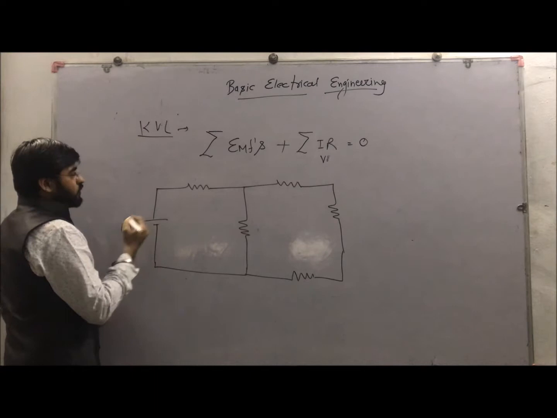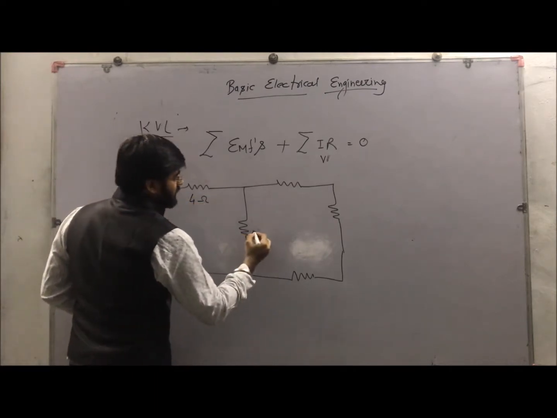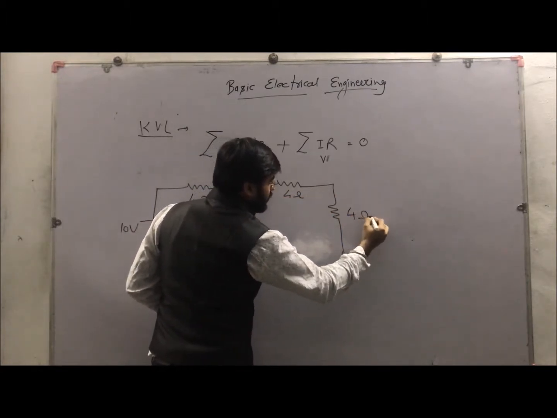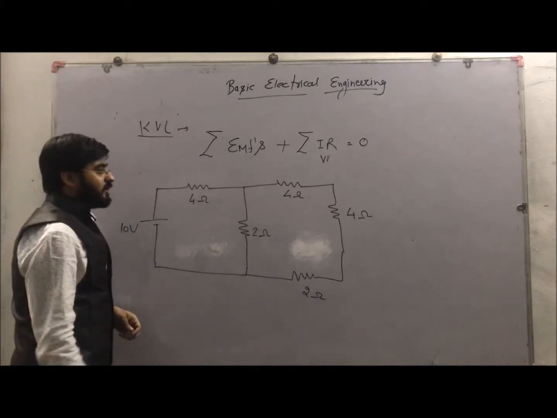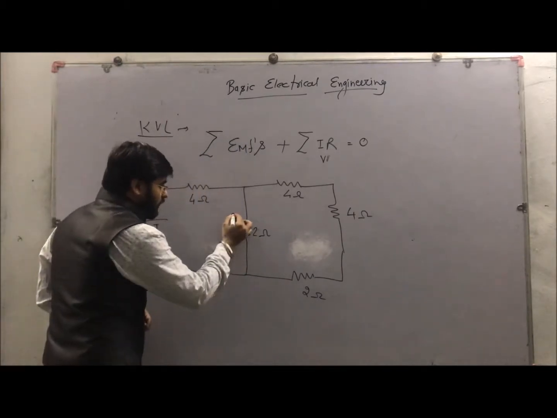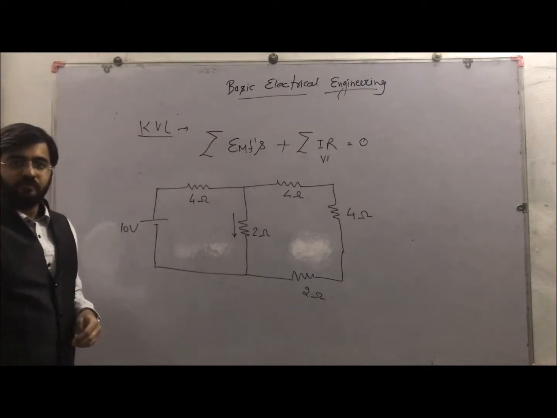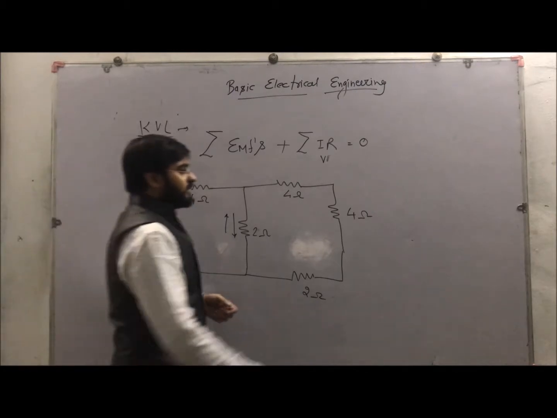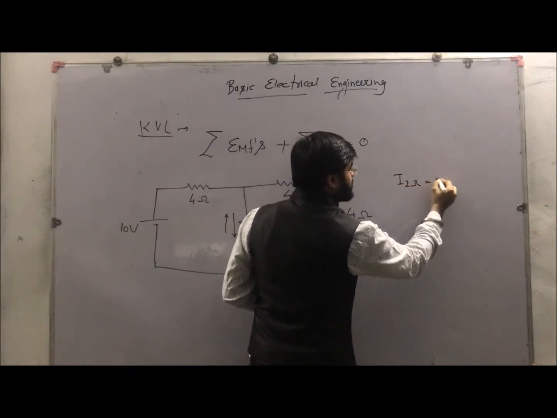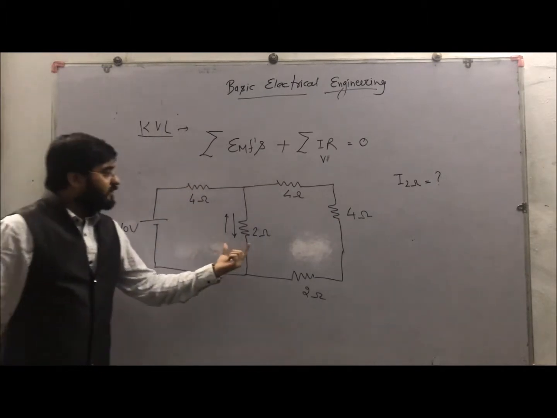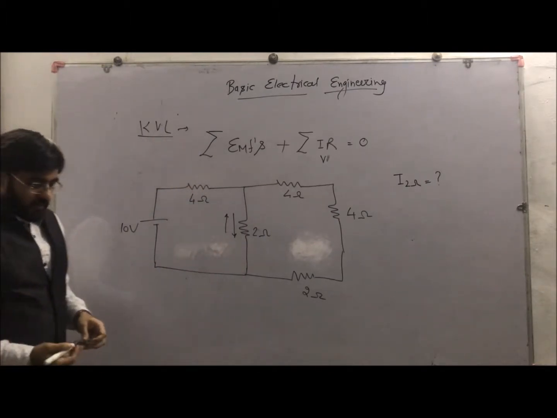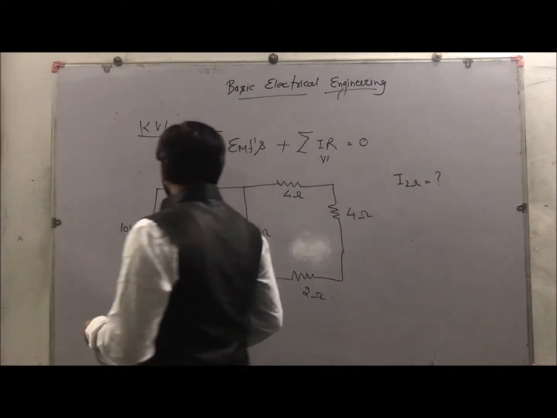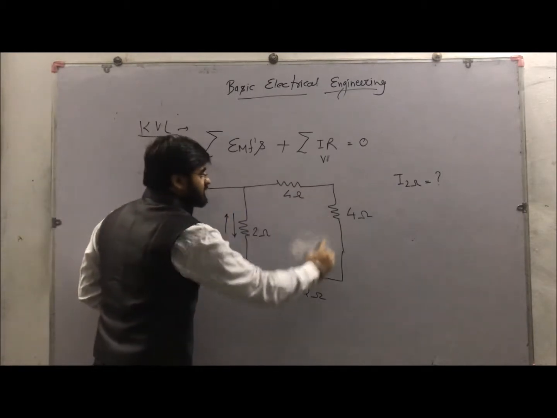This is a 10 volt source, this is 4 ohm, this is 2 ohm, this is 4 ohm, 4 ohm, 2 ohm. And the question is, you have to find the current flowing through this 2 ohm resistor. The direction of current may be this or like this. So the question is, what is the current of the 2 ohm resistor present between two meshes? Now, to solve this type of circuit, you first have to identify all the meshes. So there are two meshes. First is this and second is this.